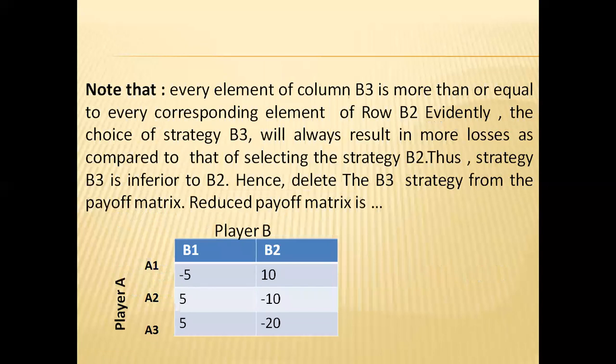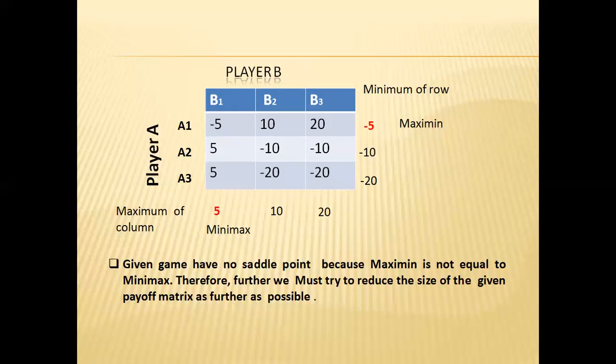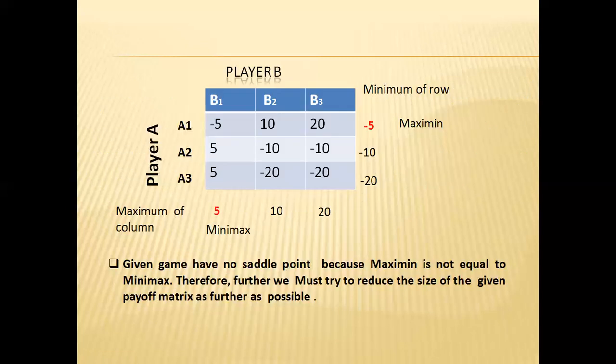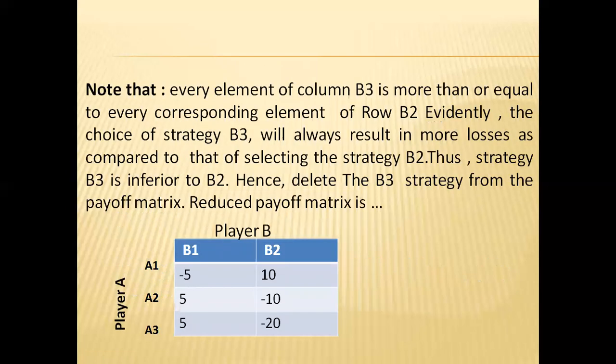We'll be looking after it. And here the 3 by 3 matrix can be reduced to a 2 by 2. So by decrementing the B3 column, only the B1, B2 columns are maintained on the player B side, because we note that every element of the column B3 is more than or equal to every corresponding element of the column B2.